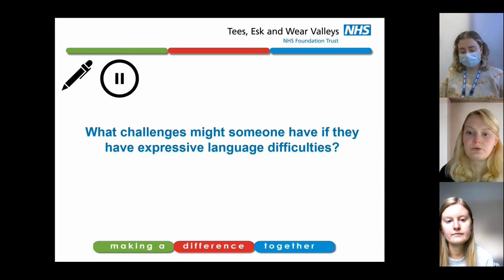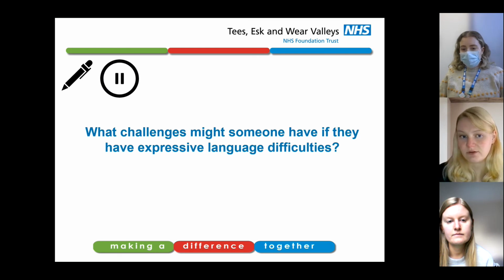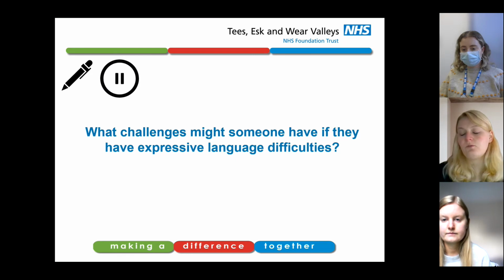Okay, so if you just want to have a think now, what challenges might someone have if they have difficulties with their expressive language? Have a think about service users that you work with. Think about what the challenges are if they're struggling to communicate and express themselves. What challenges are they going to come across? Just have a pause to think about that.